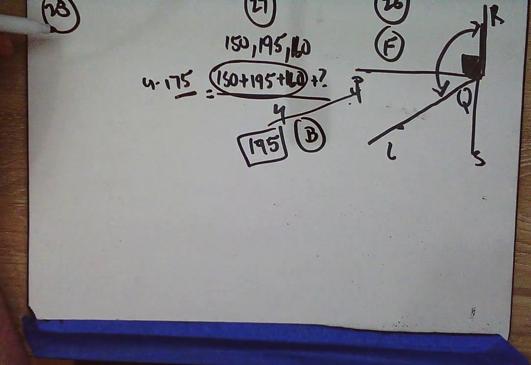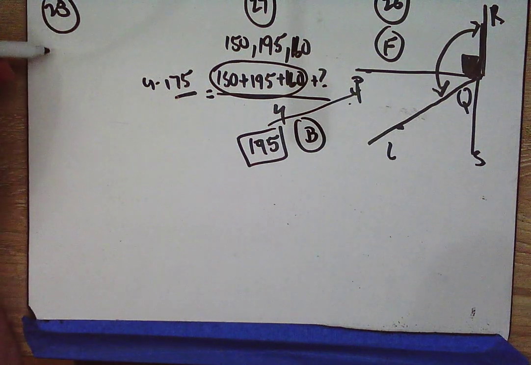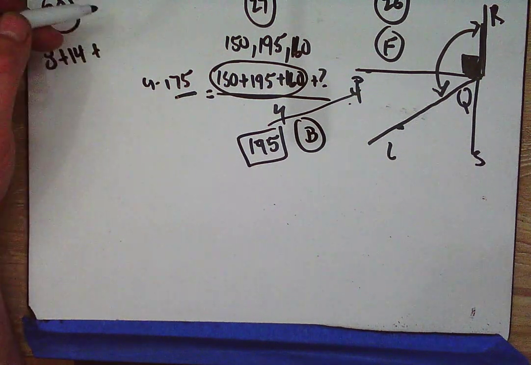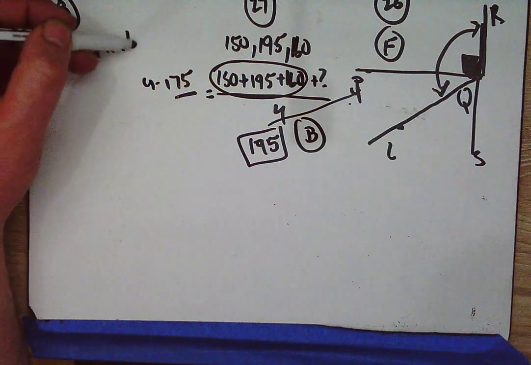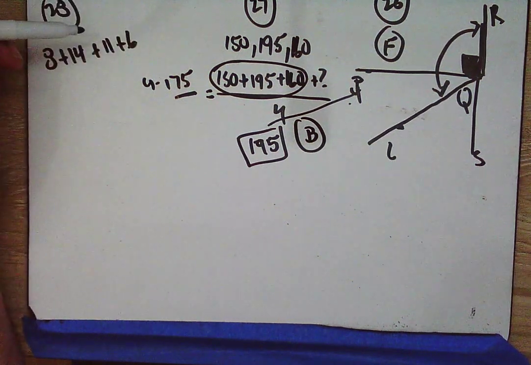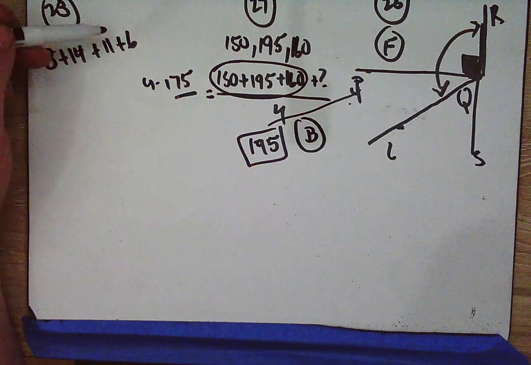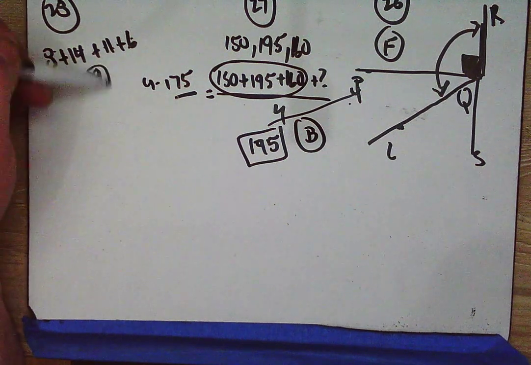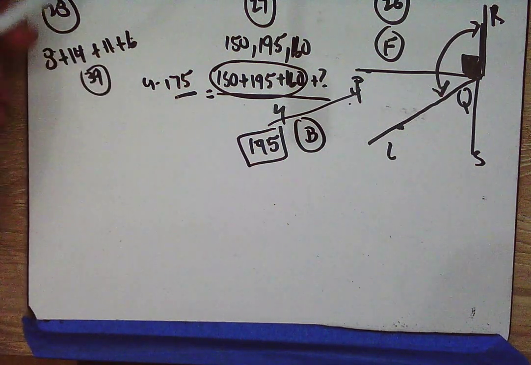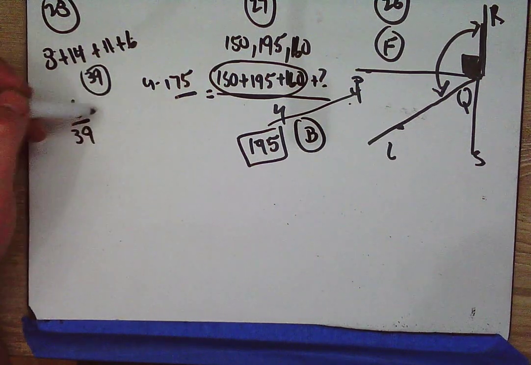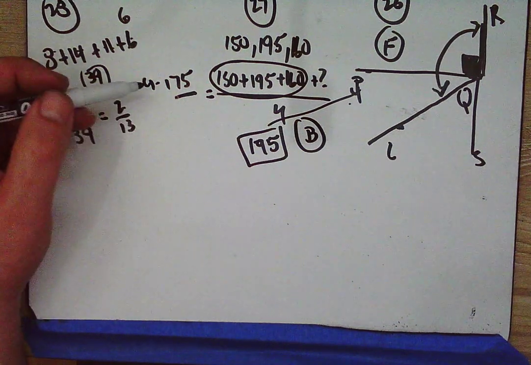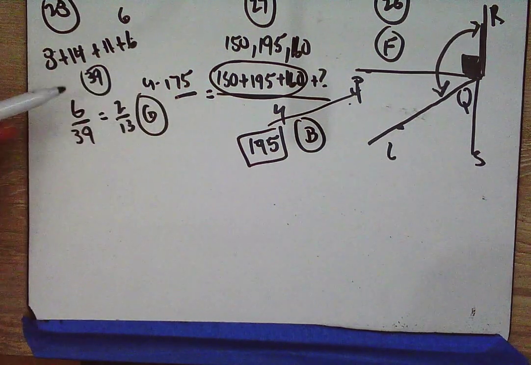28. A jar contains 8 red marbles, 14 blue marbles, and 11 yellow marbles, and 6 green marbles. So that's a total of 22, 28, 29, 39. 39 marbles total. What's the probability that it will be green? 6 over 39, because these 6 were green. And that reduces to 2 over 13, which is choice G.